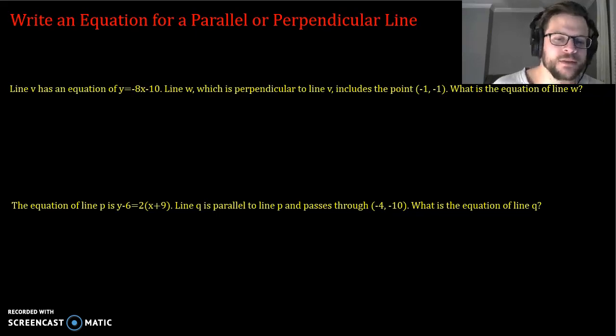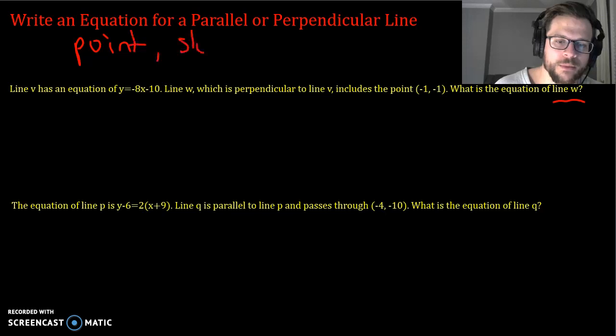All right, line V has an equation of y equals negative 8x minus 10. Line W, which is perpendicular to line V, includes the point negative 1, 1. What is the equation of line W? So we have to figure out line W. And the two things that we need in order to write an equation for a line are any point and its slope.